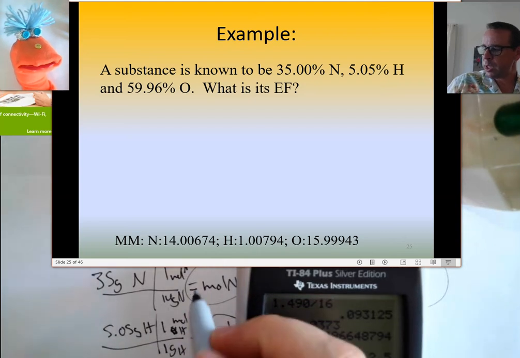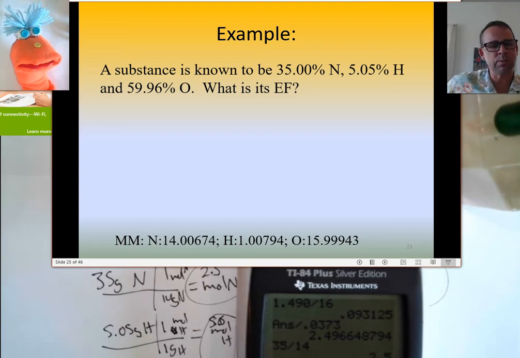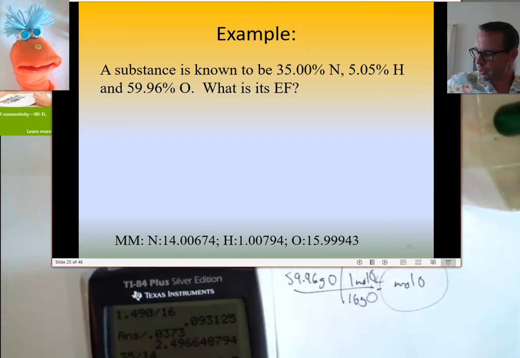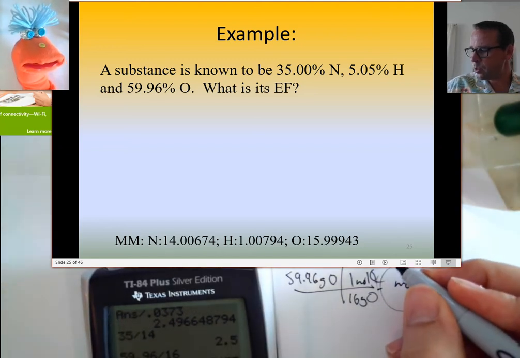2.5. I can put that in there for the moles of nitrogen. This is going to be 5.05, essentially the same because it's a 1-to-1 ratio. And then our 59.6 divided by 16 is 3.745.